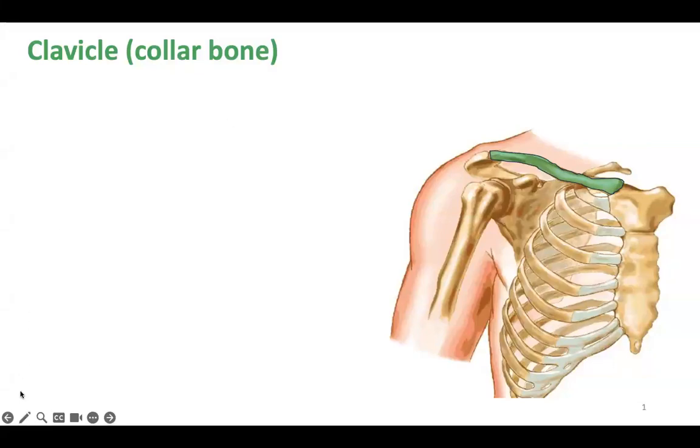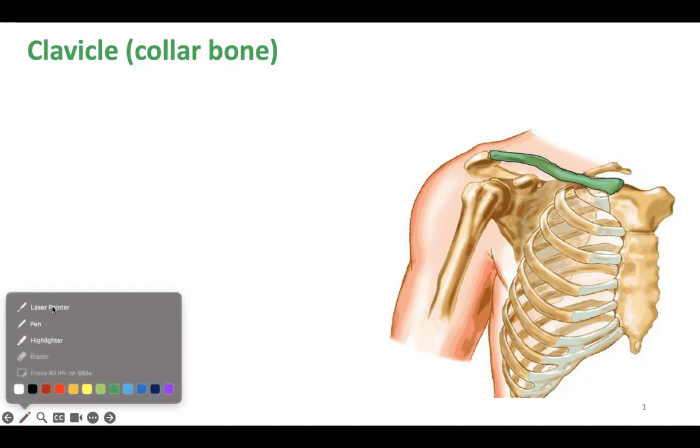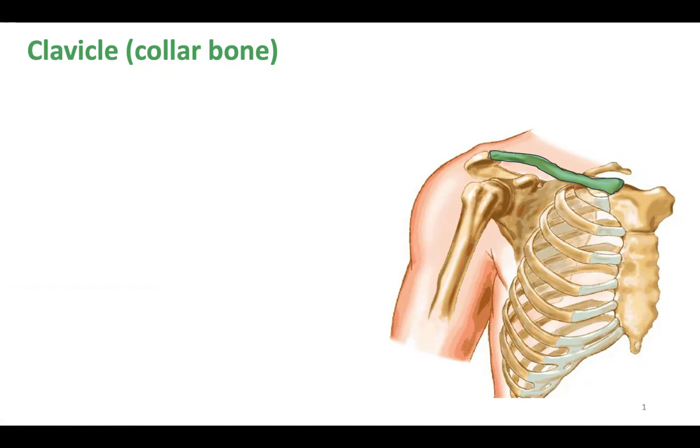Welcome everyone. This is a short video about the clavicle. The clavicle is one of the bones in the shoulder region. With the scapula, the clavicle and scapula together form the pectoral girdle. And the pectoral girdle attaches the upper limb to the axial skeleton.